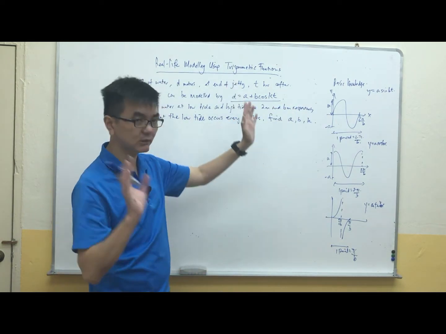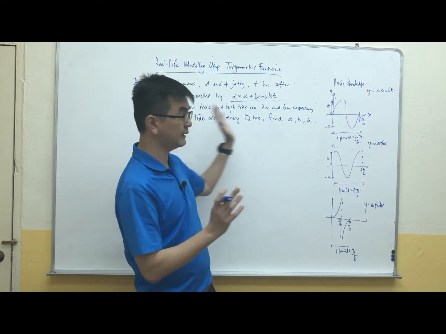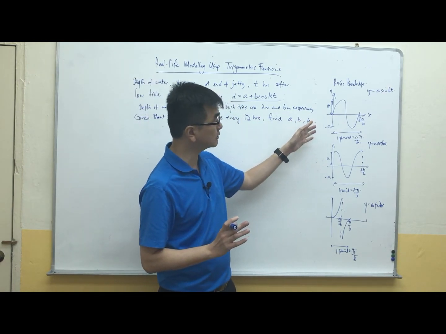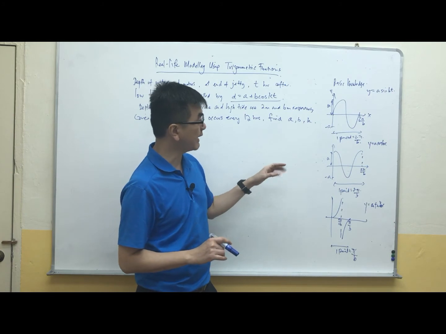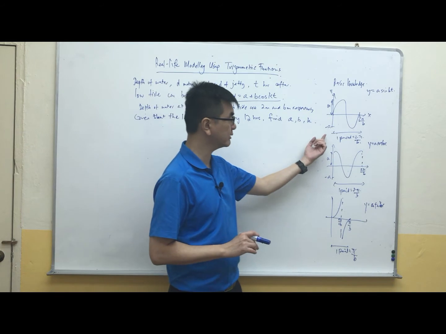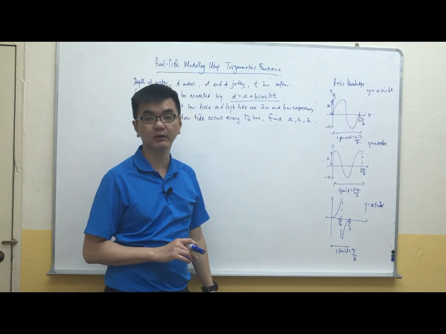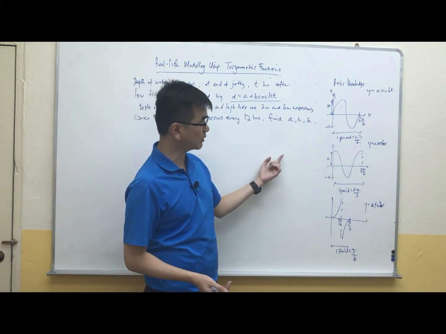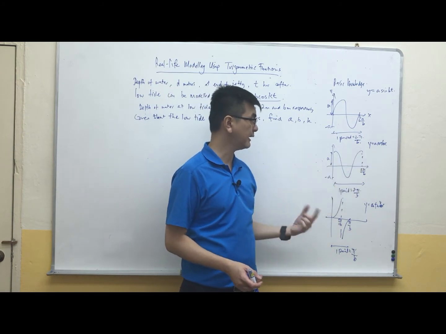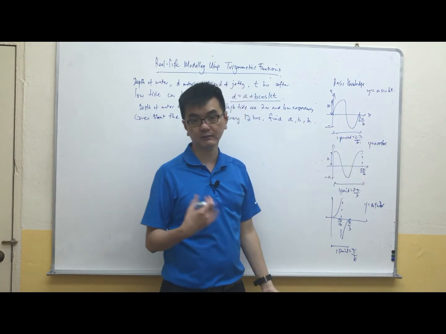So let's take a look at some basic knowledge which we are expected to know before we can apply it to the real life situation. For y equals a sine bt, my amplitude is a, which is the coefficient of my sine function, and my period will be 2 pi divided by b, where b is the coefficient of t. And for the cosine curve, same thing, my period will be 2 pi over b, and a will be the amplitude, where a is the coefficient of my cosine function.